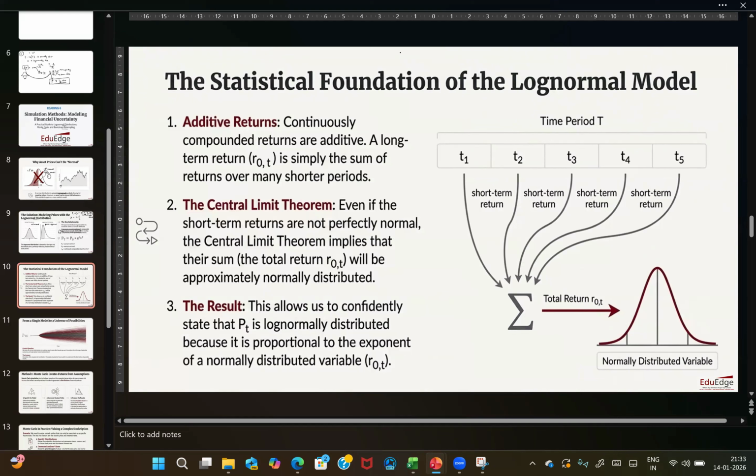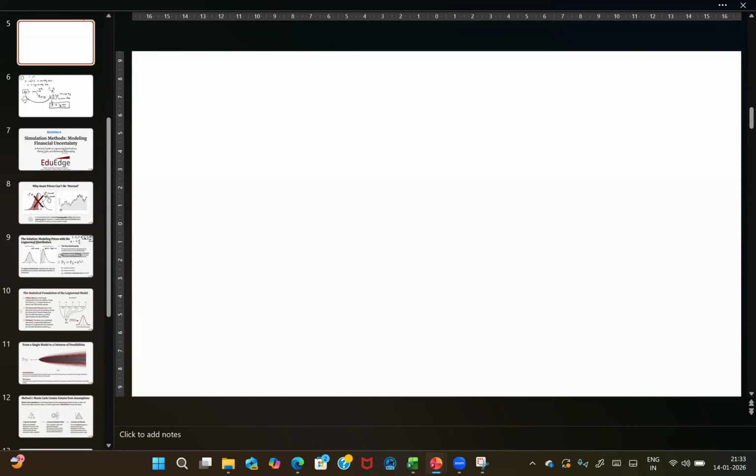Now, coming to the statistical foundations of the log normal model, the biggest advantage of log normal returns is that returns become additive. Okay, let's take a very simple example. So why do we say that log returns are additive? Let's consider the return over 2 days, 0 to 1, 1 to 2. Prices are P0, P1, P2.